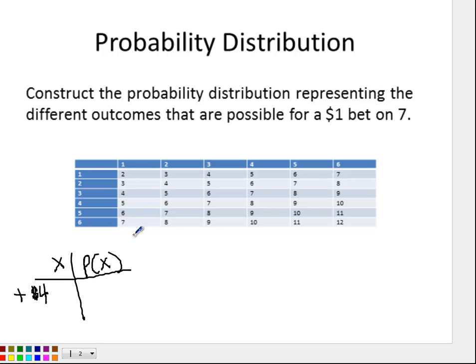So we got to figure out all the ways we can get 7. And it's 1, 2, 3, 4, 5, 6. 6 different ways that you can get 7, exactly 7. 6 out of 36, or you can just say 1 over 6. And if we don't get a 7, that means we're down $1. We lose $1. And it's 30 ways that you can not get a 7. If you count all the numbers besides 7, it should be 30 outcomes. It'll be 30 out of 36. And that is going to reduce to 5 over 6.